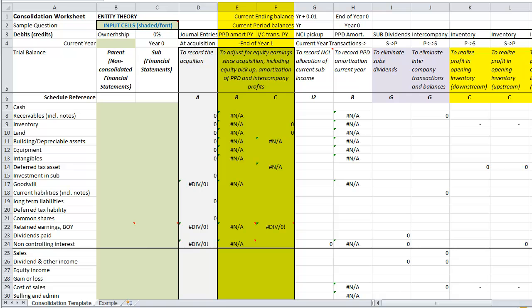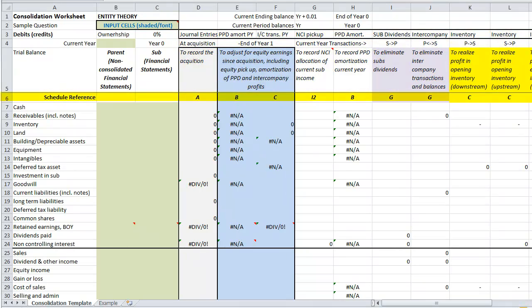Of course, this assumes that the parent is using the cost method of accounting for its subsidiary. I have another template developed for when the parent uses the equity method. Columns G to T pick up the consolidation adjustments for this year's activity. Notice the descriptions in rows 3, 4, and 5 to help you identify what each column is for.